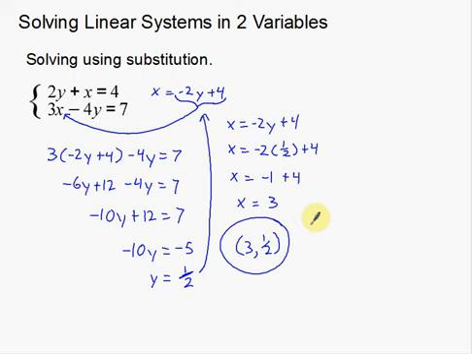All right, that's just a couple of examples of using substitution. In the next video, I will do a couple of examples of solving using elimination.